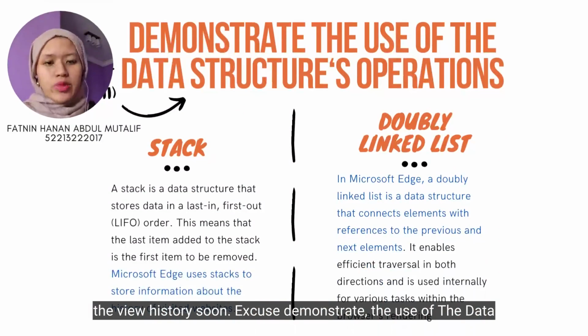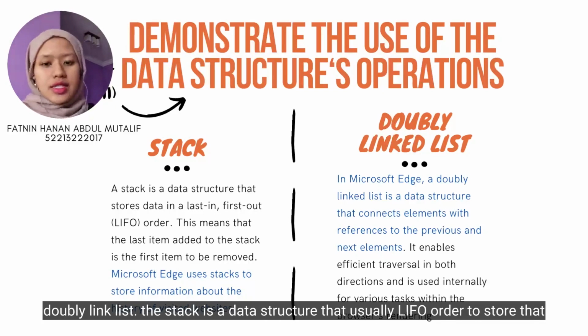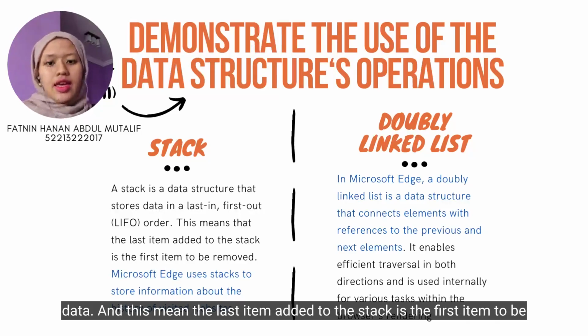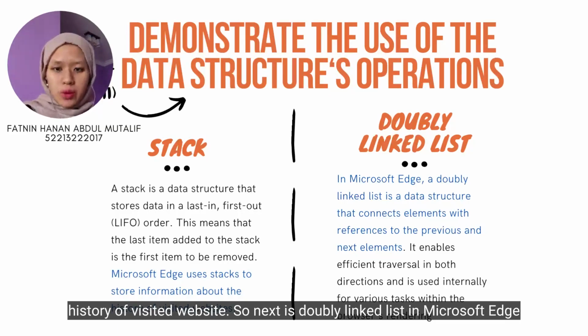Next is demonstrating the use of data structure operations in Microsoft Edge. There are two, that is stack and doubly linked list. A stack is a data structure that uses LIFO order to store data, and this means the last item added to the stack is the first item to be removed. So Microsoft Edge uses a stack to store information about the history of visited websites.